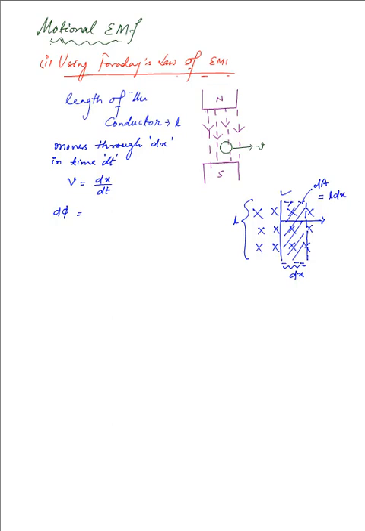So d phi will be B dot dA, and as you know, the area vector will be aligned with the magnetic field, so we have B dot dA to be simply B dA, with a cosine of 0, that goes to 1. Then we have this value equal to B dx times L, or BL dx. Let me write that as BL dx for convenience.